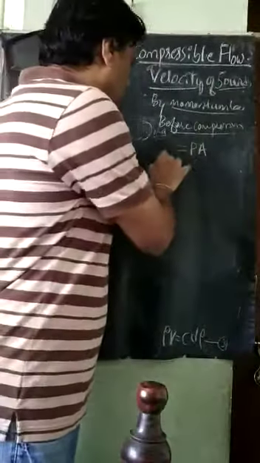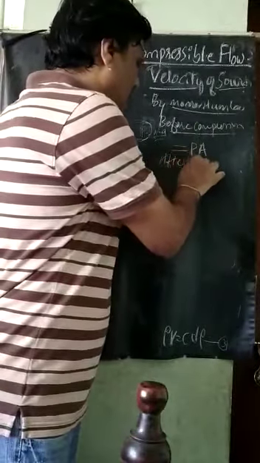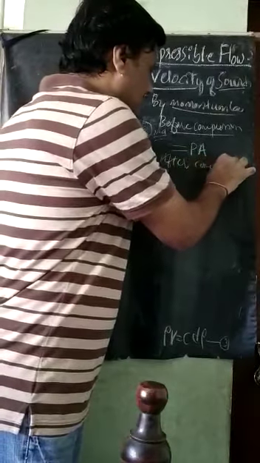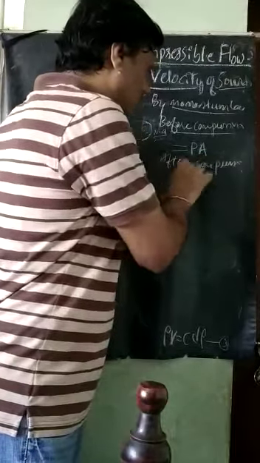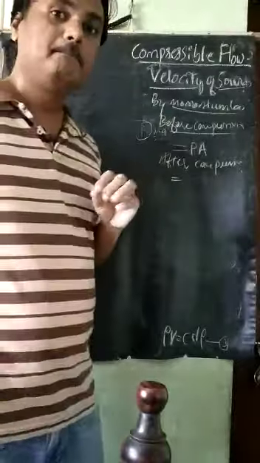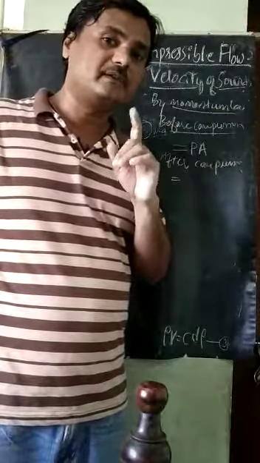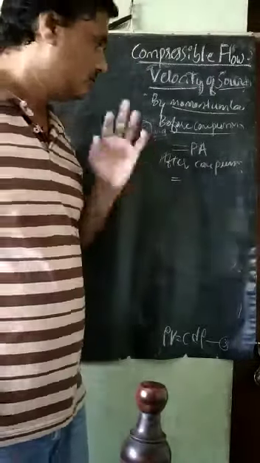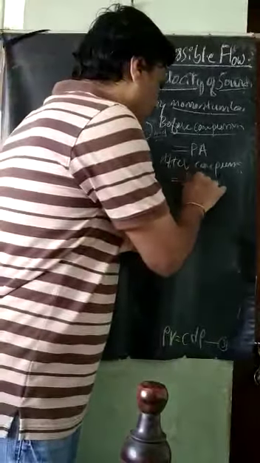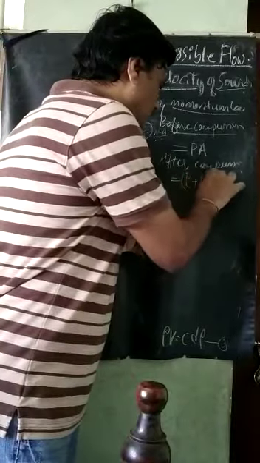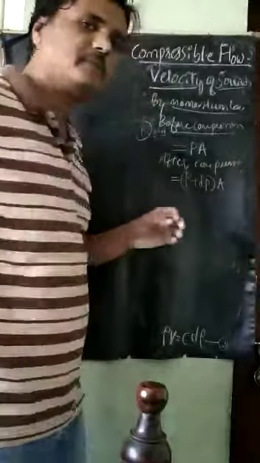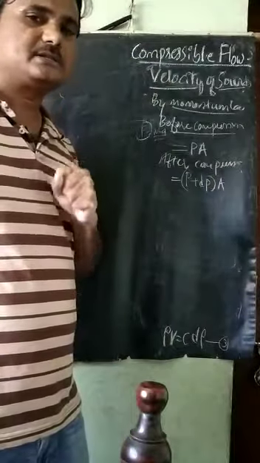So next one is after compression, what happens? After compression, what about the pressure P? P will change to P plus dP, as I have told here. So therefore, P becomes P plus dP. The area will be the same here now.